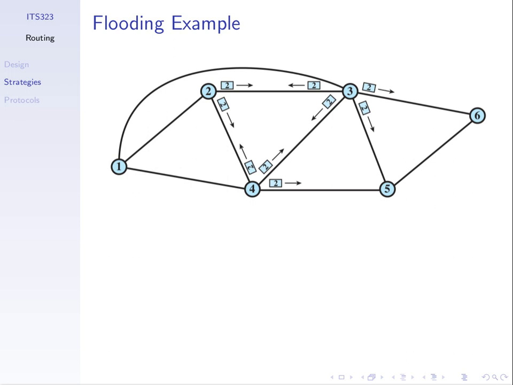Anyone else? Have we missed one? Node 6 receives a packet. 6 is the destination. It doesn't resend. Inside the packet is the destination address. It says node 6. When 6 receives it, there's no need for it to resend the packet. Okay. I think we've got them all.